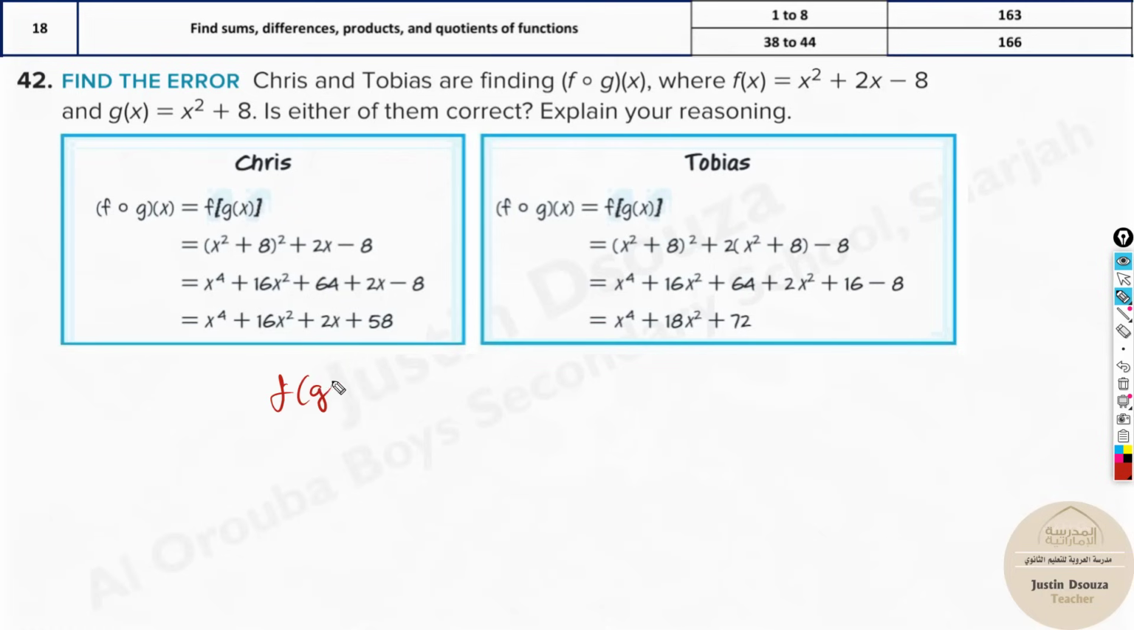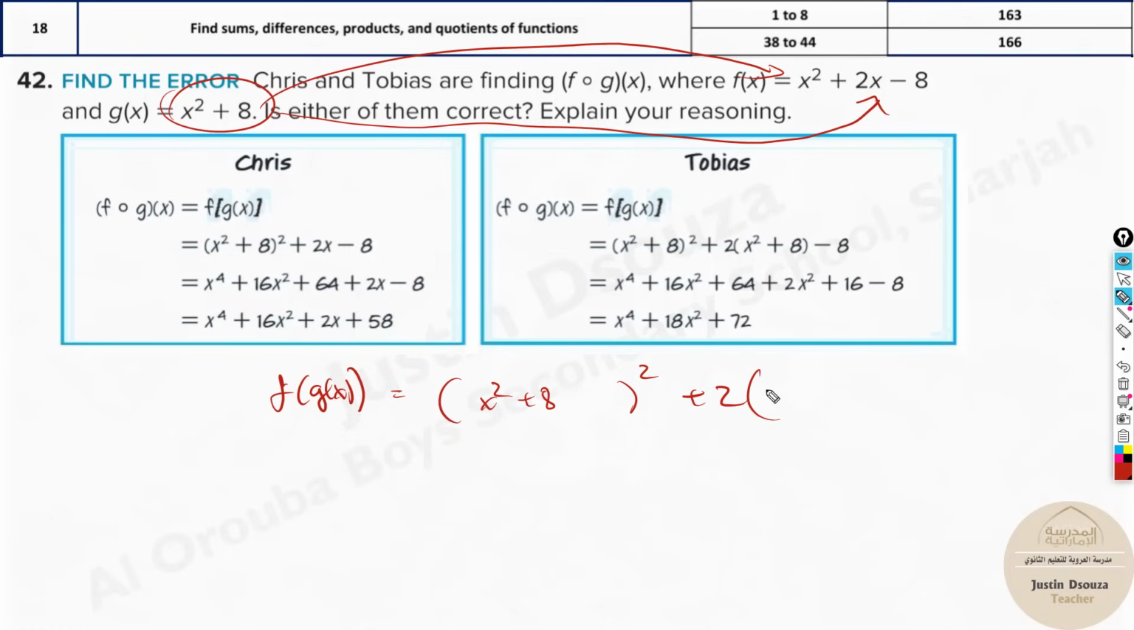So f of g of x, what happens is, now this function goes inside x. Wherever x is there, it must be put over here. So instead of x squared, I will have to write x squared plus 8, plus 2 times, instead of x, I write x squared plus 8, minus 8. Now we solve it up. Okay, this is going to be a big one. Since we are not going to solve it fully, it's fine, we are just correcting.